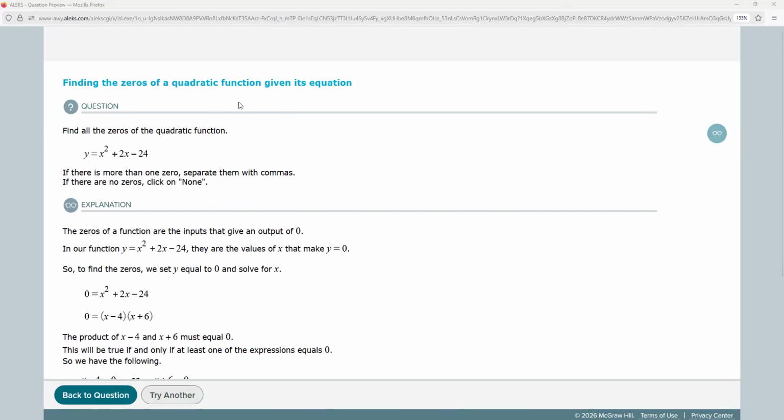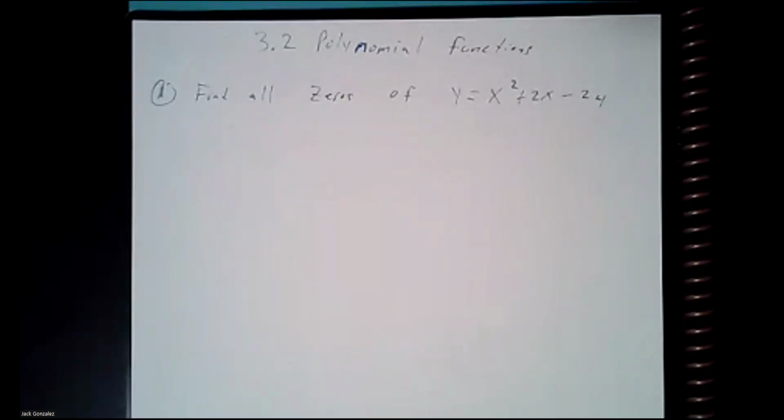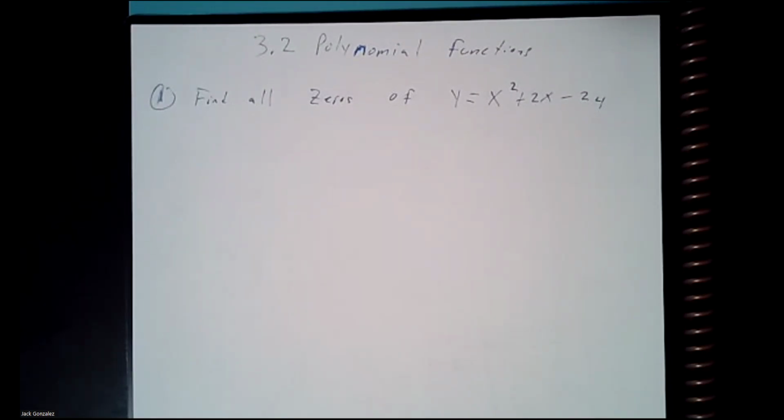Find all zeros of y equal to x squared plus 2x minus 24. So let's switch over. So again, we've done this before. I just want you to remember, right?